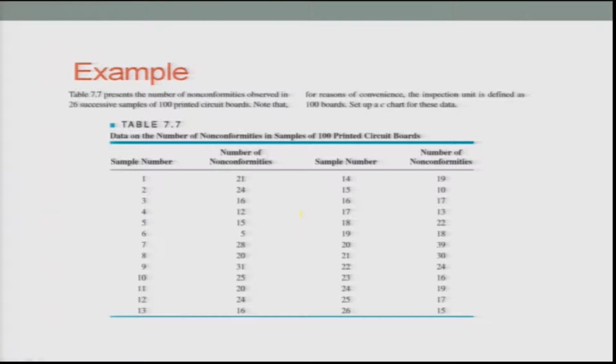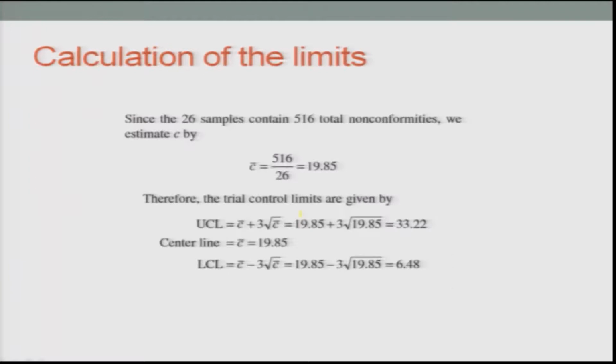The sample numbers are given in the first column, and again in the third column. The numbers of non-conformities based on the sample size are given in the second and the fourth column. So if I want to find out c bar, which is the best proxy of c, that value comes out to be 19.885, and the corresponding values of the upper control and lower control limits come out to be about 33.22 and 6.48.